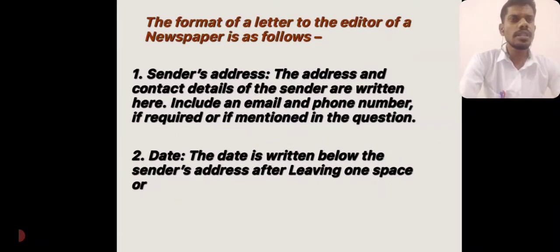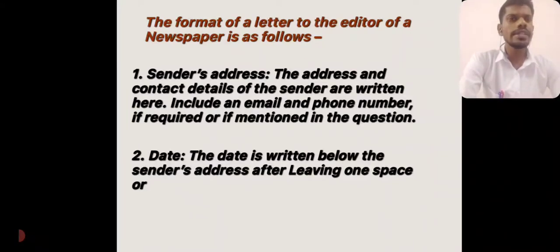Since it is a formal letter, we have to follow the prescribed format while we write the letter to the editor. First, we have to use the sender's address. In the sender's address, we should not use our name. Instead, we can give our details like our residence, and if it is necessary, we can give our phone number and our mail ID too.